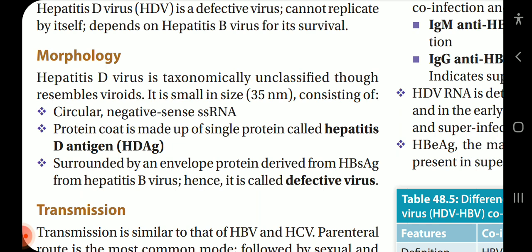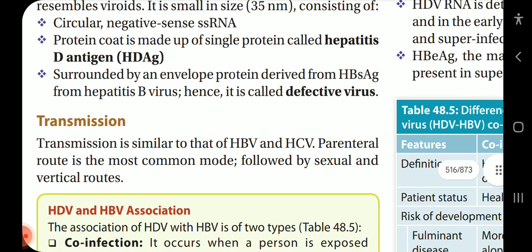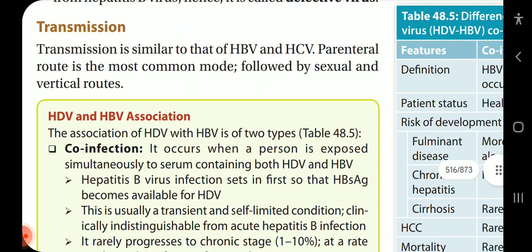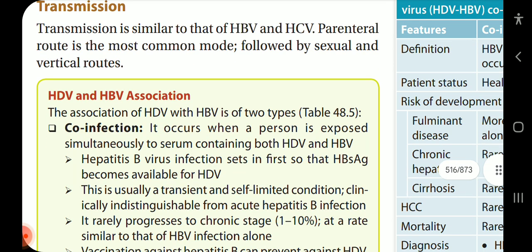Protein coat is made up of a single protein called hepatitis D antigen, HDAg, surrounded by an envelope protein derived from HBs antigen from hepatitis B virus, hence it is called a defective virus. Transmission. Transmission is similar to that of HBV and HCV. Parenteral route is the most common mode, followed by sexual and vertical routes.